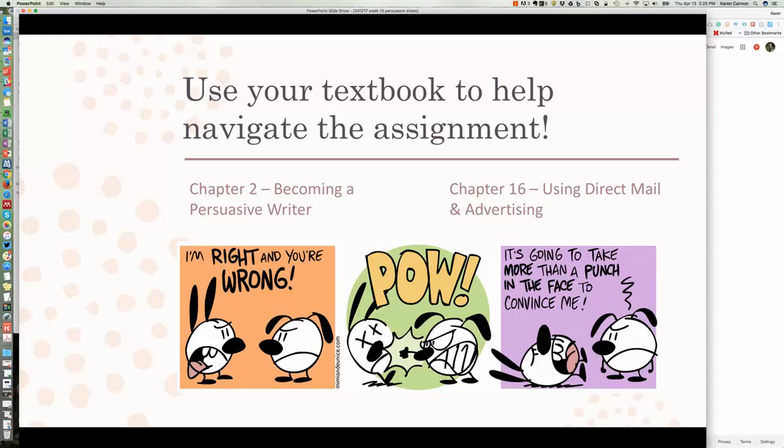So I do want to make sure that you have this on your radar, that you do get it in, so that we can get it graded. And if it's something that you want to use in your online portfolio for our final project, you have an opportunity to turn it in, get feedback from me, and then include it in your online portfolio. Okay?